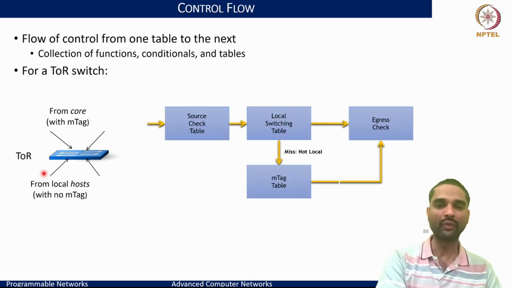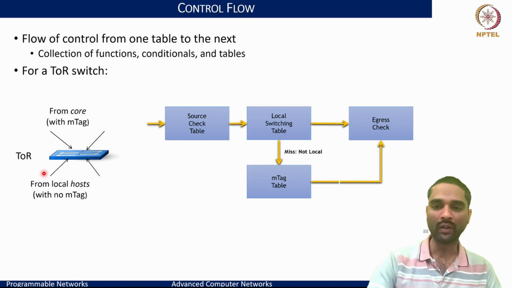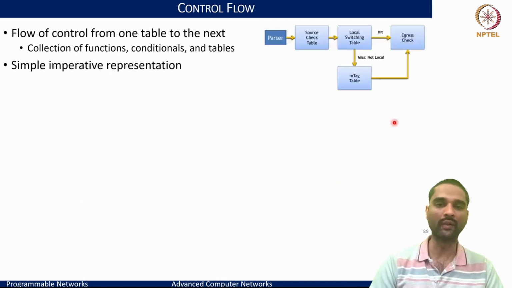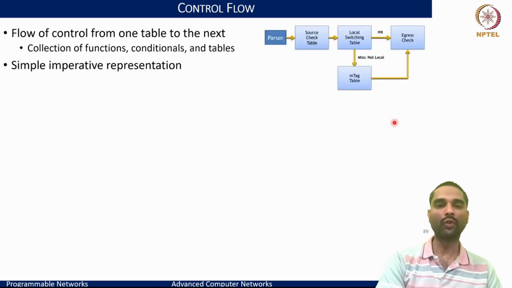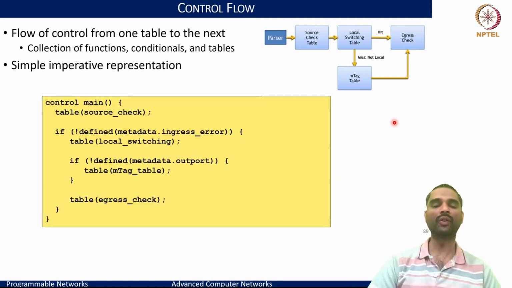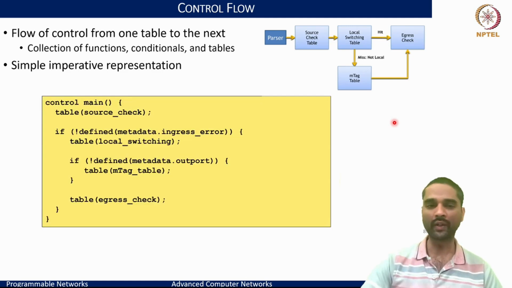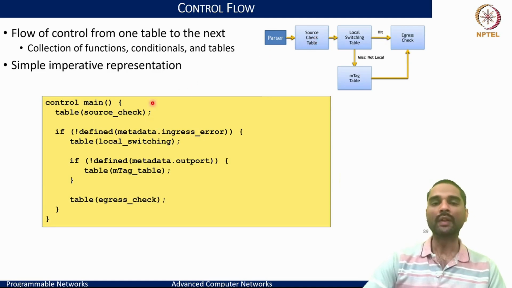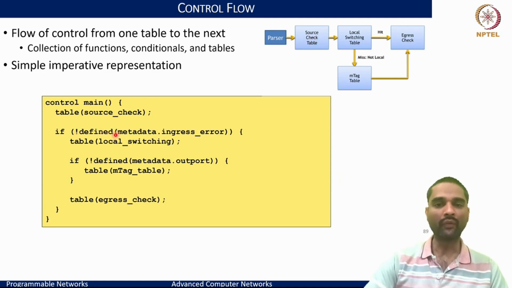So first we would do the source check table and then take the local switching table, and then on the miss do the M tag table and then process accordingly. So that is the control flow, in a simple representation. What this would mean is you first do the source check table, and then if there is no defined metadata, then we can see that it's an ingress error because we are not able to do the processing.